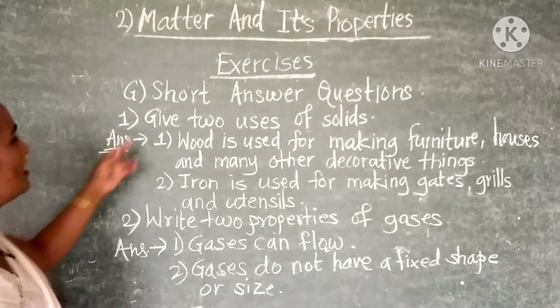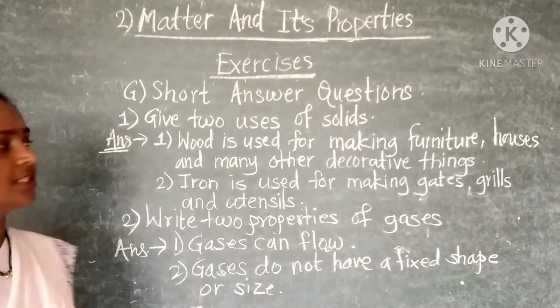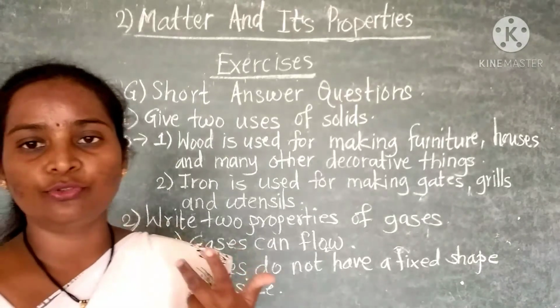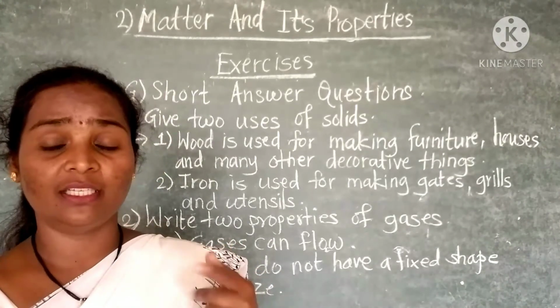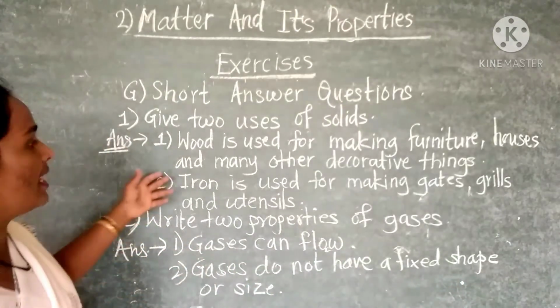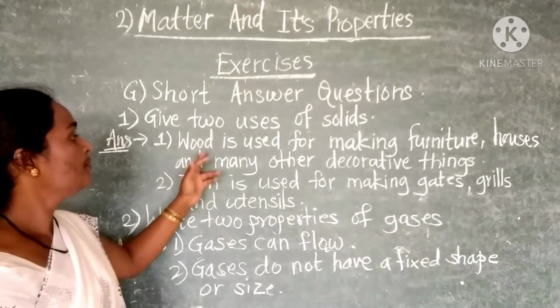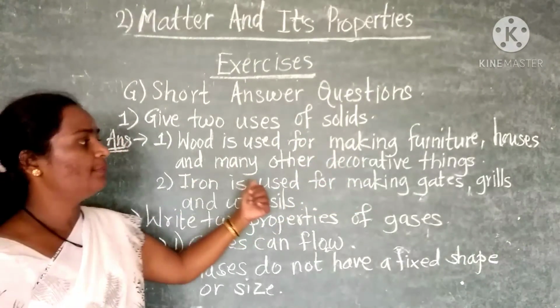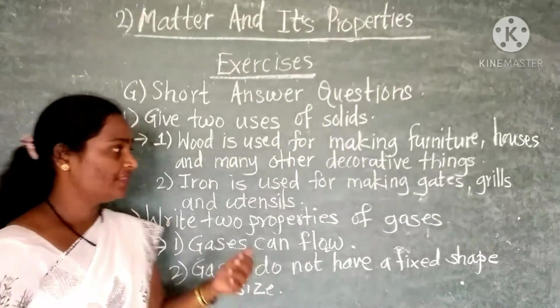Here is the question G, short answer questions. First, give two uses of the solids. I have written here two. Instead of that, you can use the other examples also. I have taken here example of wood. Wood is used for making the furniture, houses, and many other decorative things.